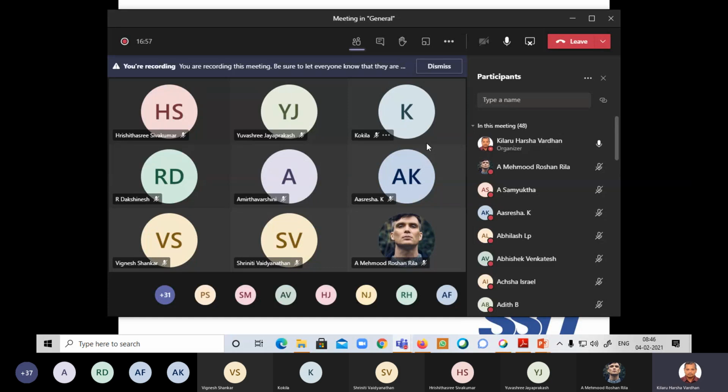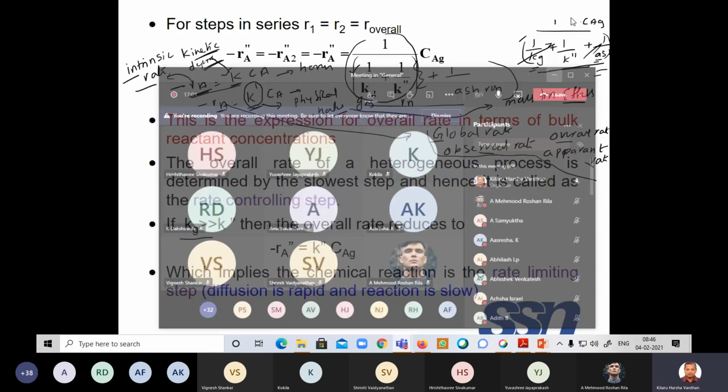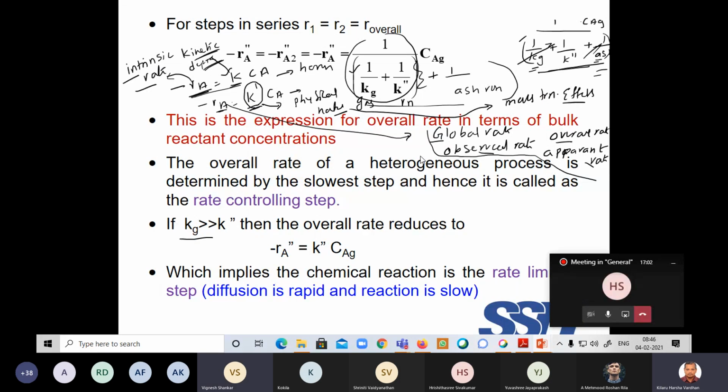Shall I go for the next thing? Shall I go for the next one? Yes, sir. So remember that, right? This is very important. This difference you should know: intrinsic rate and global rate.